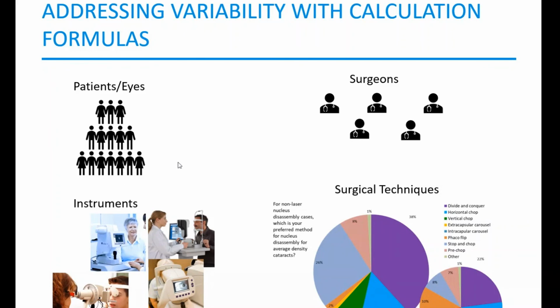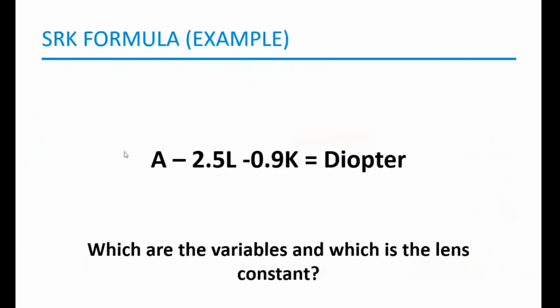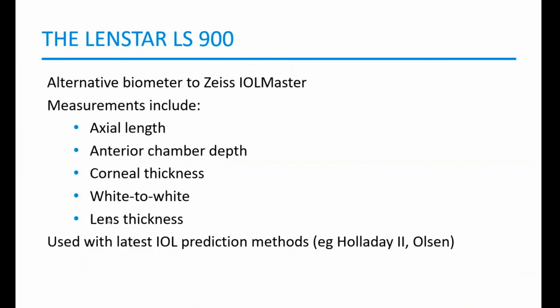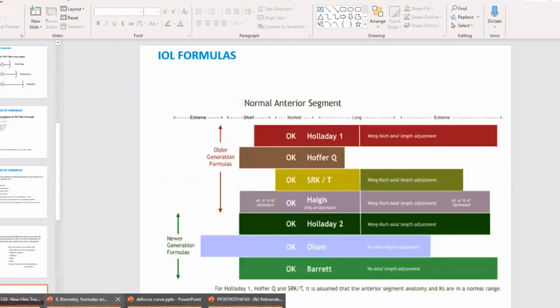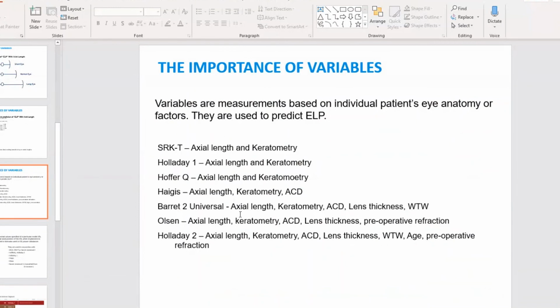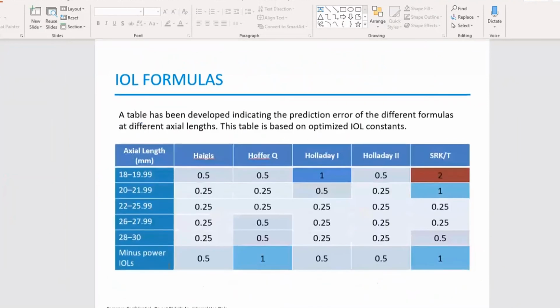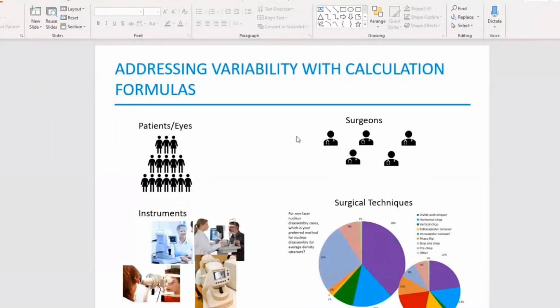When you look at different patients' eyes, that difference is accounted for by the variables that you're measuring in each patient. So if we go back to these variables here, these variables that we are measuring for each patient, they will help to account for the differences from each patient, each eye. But how do we then account for the differences between the surgeons, the instruments, and the surgical techniques?